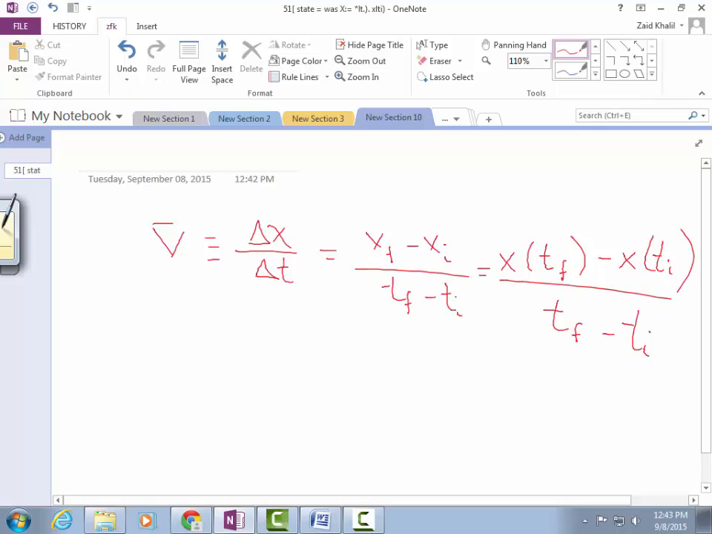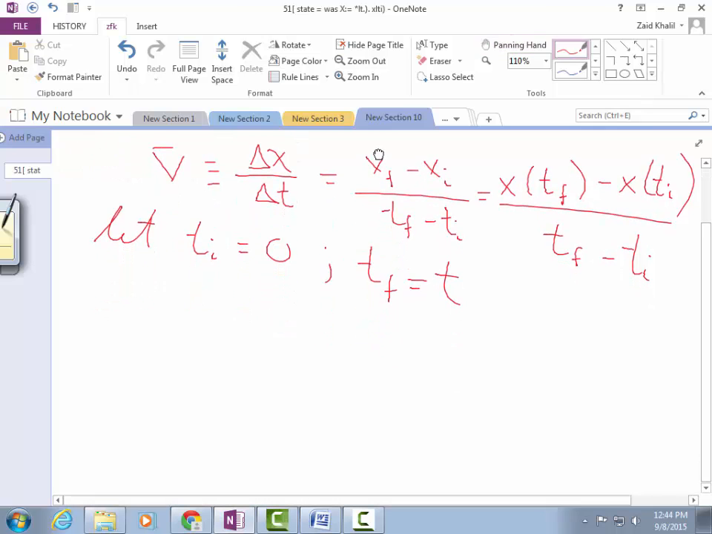And then I said, all right, enough with this nonsense. Let's actually talk about a starting time. And what did I call my starting time? Let ti equal 0, and let tf equal t. And so then our average velocity becomes v bar equals x of t minus x of 0 over t minus 0.